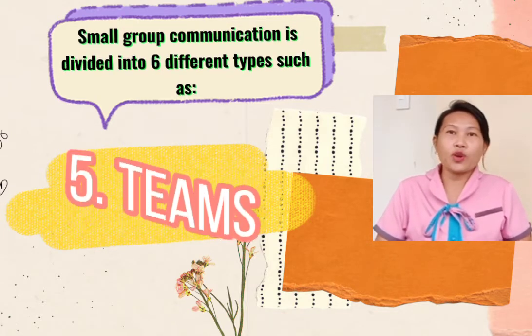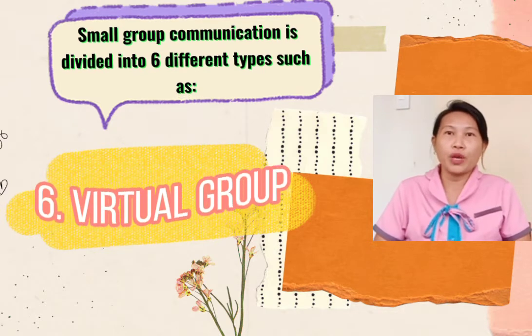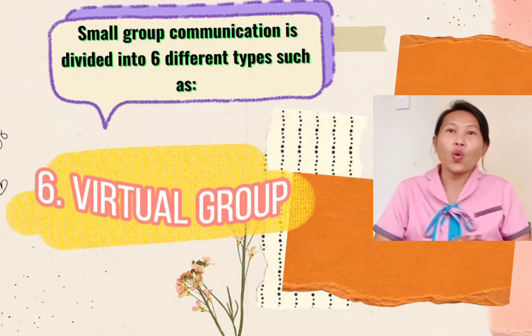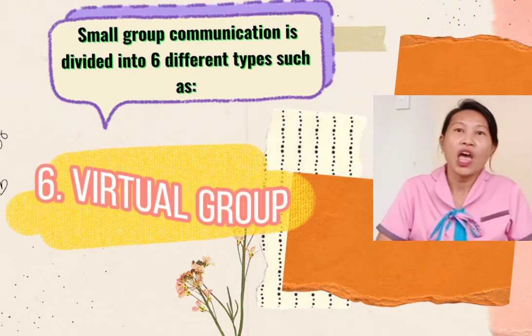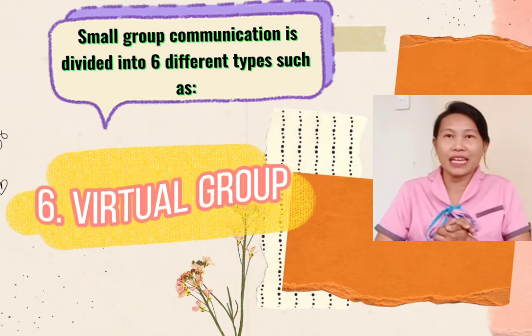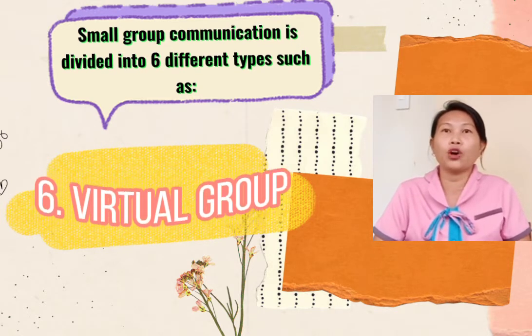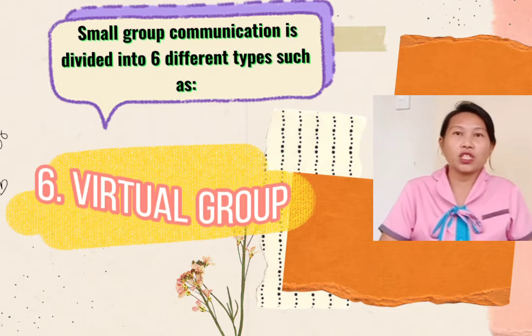The sixth type of group is a virtual group, composed of members who work interdependently on a task but from different physical locations via communication technology. So some virtual groups may complete their task without ever being physically face-to-face.